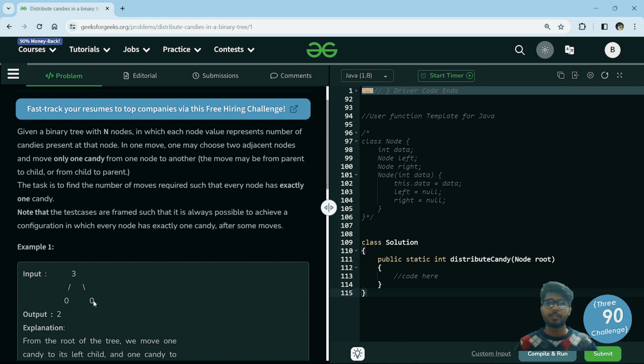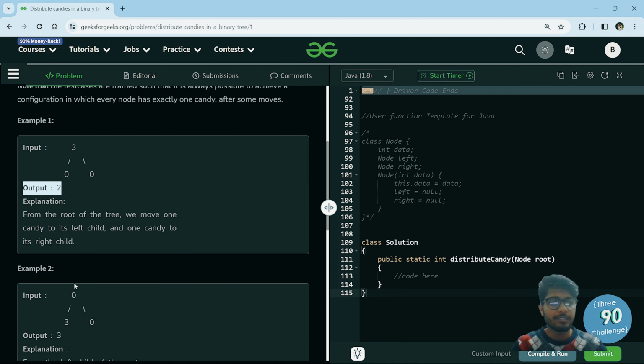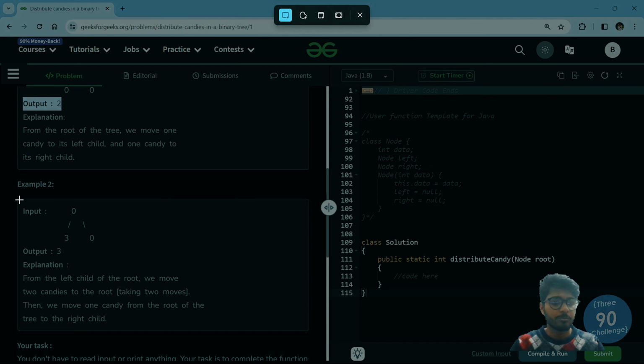So the number of steps required to perform these operations: to distribute a candy from root to left, we have performed one step, and to distribute to the right, we have performed another step. So the total number of moves calculated is 2, and thus our output is 2. In the same way, we will see the next example and we will discuss how to approach this problem.